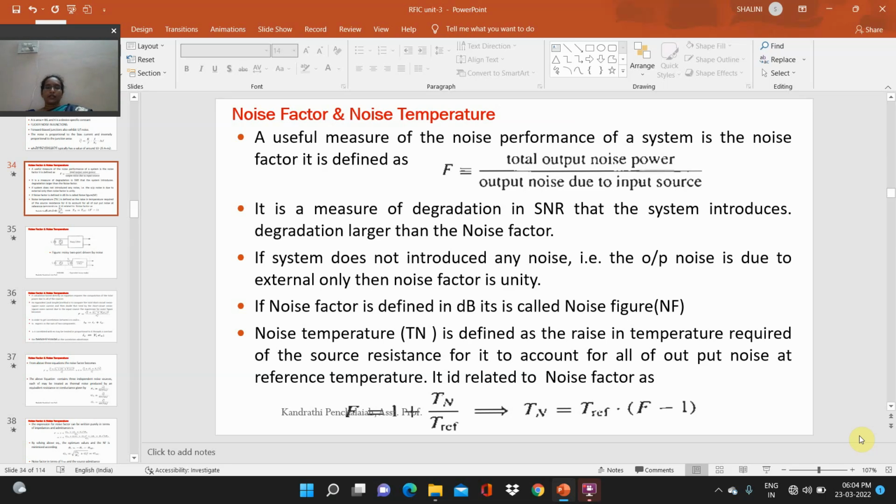Noise temperature Tn is defined as the rise in temperature required of the source resistance for it to account for all of the output noise at reference temperature. It is related to noise factor as F is equal to 1 plus Tn by T reference, that is, Tn is equal to T reference into F minus 1.